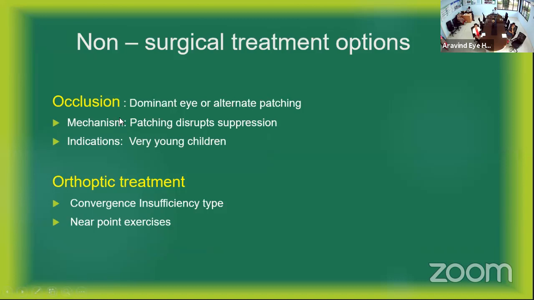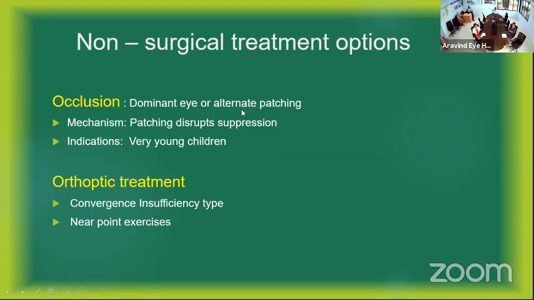The other important non-surgical treatment is occlusion. It's a very controversial topic. Usually it is done on the dominant eye or as alternate eye patching. The mechanism of action is that the patching disrupts the suppression, because whenever the patient suppresses, the eye goes into XT. So when you do the patching and prevent the suppression, the squint seems to improve.